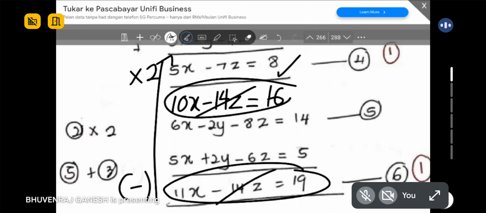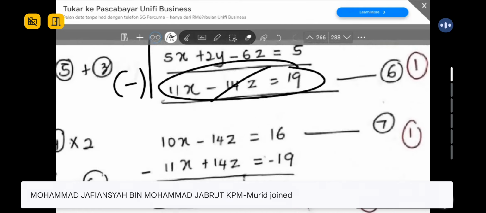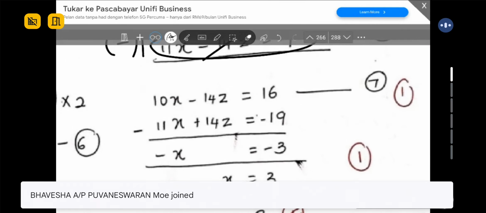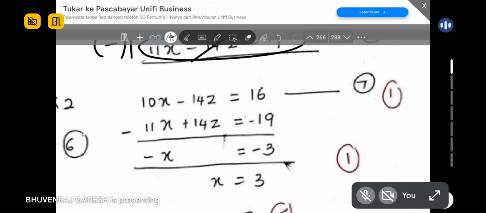You already eliminate it. Okay, so then you can find the x value, right guys? Sudah dapat jawapan. Okay, so you can see your x answer is actually 3. This is the first answer. And then how to find y and z, guys? May I know? Macam mana dapat y dan z?